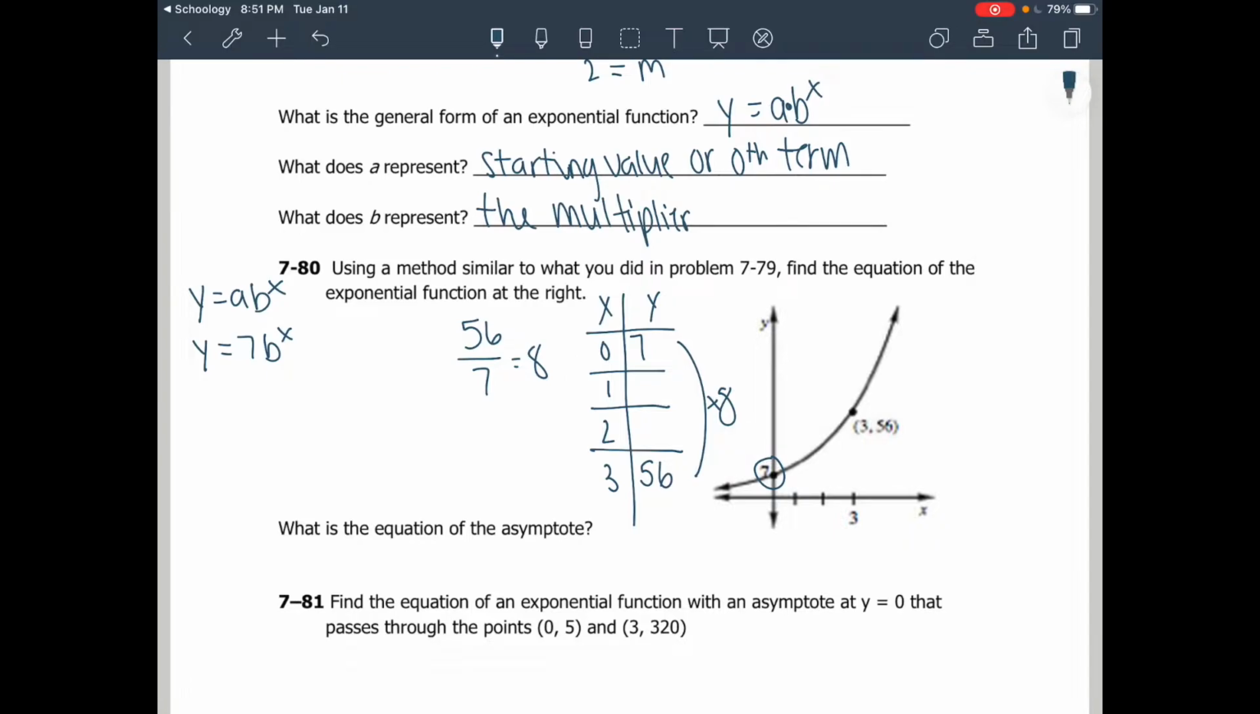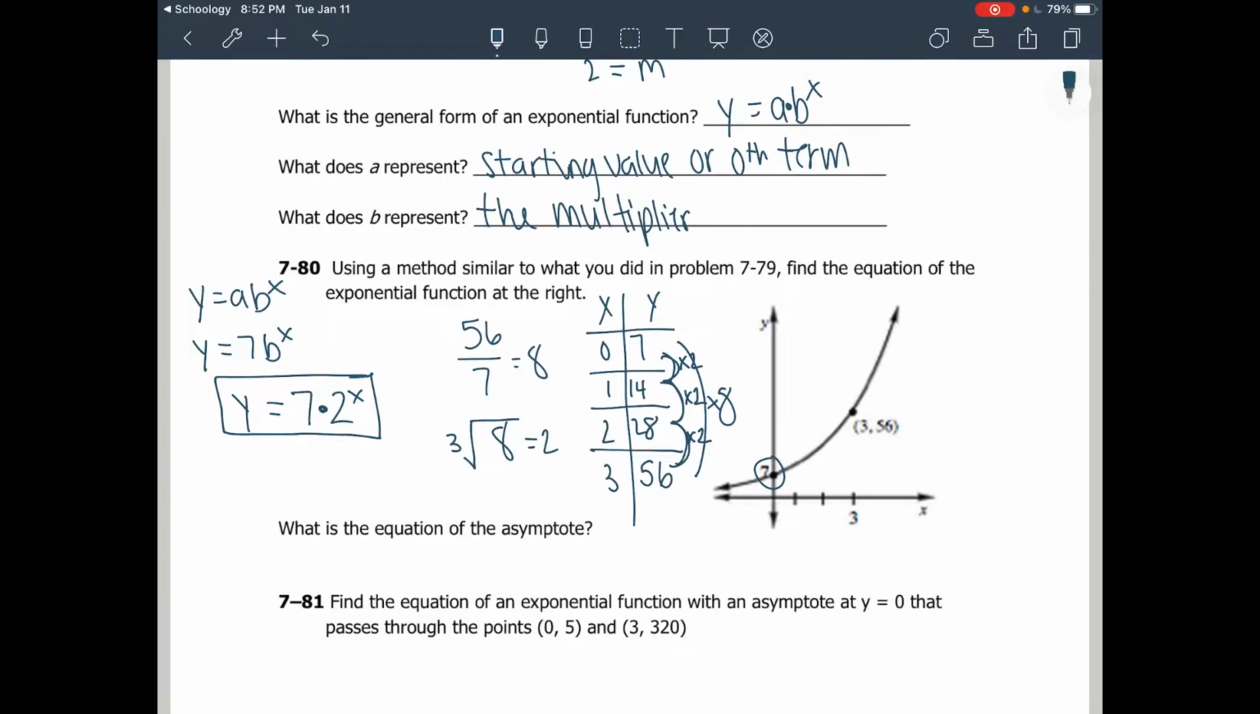But I need to know how to get from each step. So I'm going to take the 8 and go 1, 2, 3 hops. So I'm going to take the cube root of 8. So however many hops tells me what root number to do, and we'll look at that more today. So that is going to be 2. So I multiply 7 times 2 is 14, 14 times 2 is 28, and 28 times 2 is 56. So to fill in my equation, I get y equals 7 times 2 to the x power.